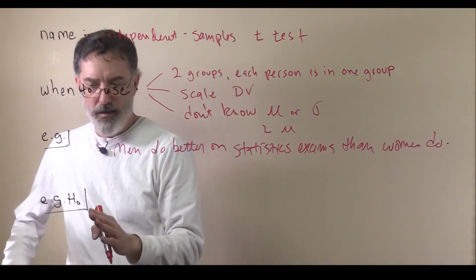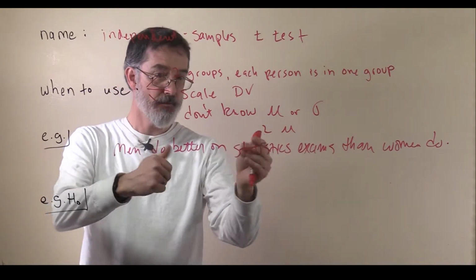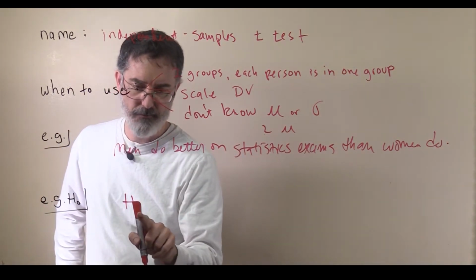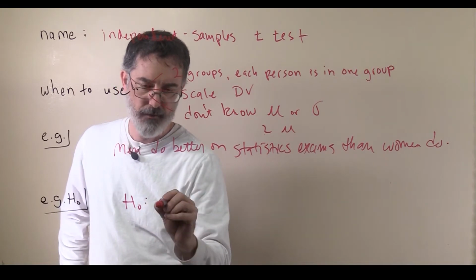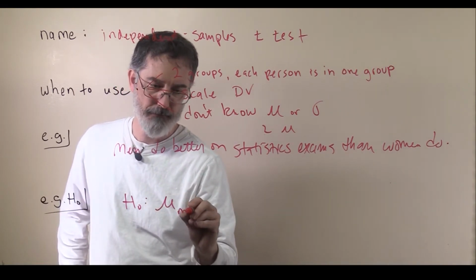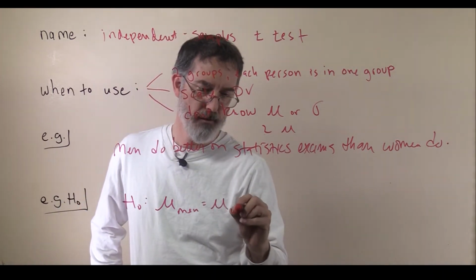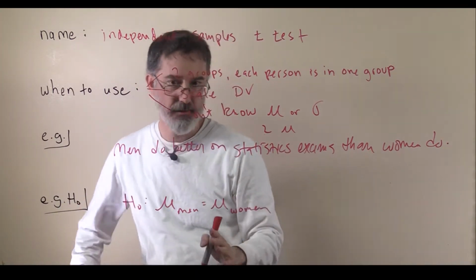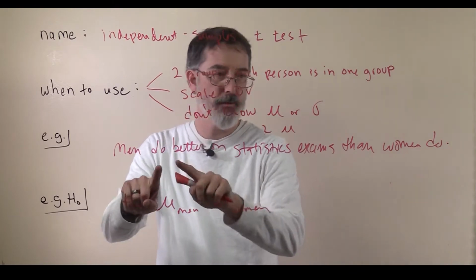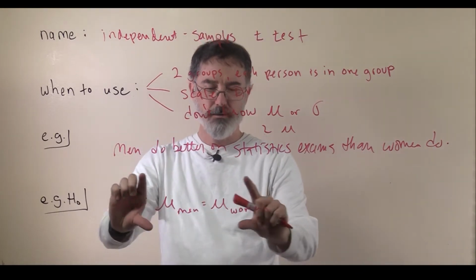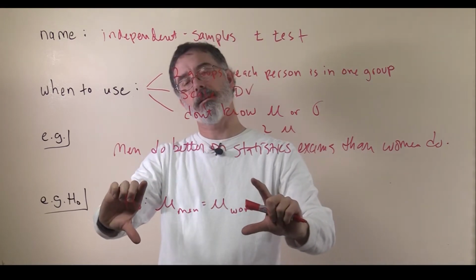The null hypothesis for this research hypothesis would be H sub 0: the population mean for men is the same as the population mean for women. So if the null hypothesis is true, the research hypothesis is wrong. If the null hypothesis is true, there's no difference. Nothing interesting is happening in the population.